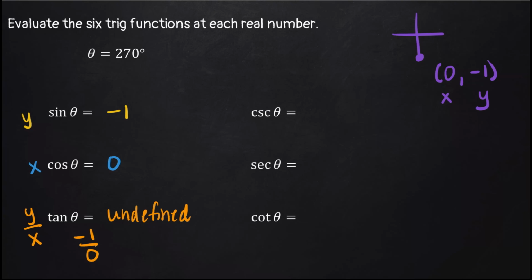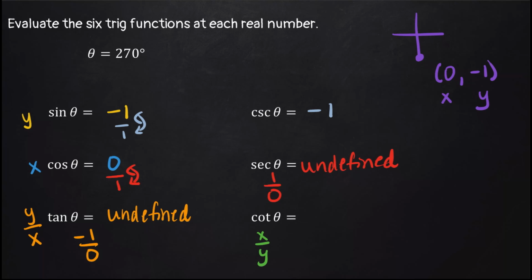Cosecant, I am flipping my y, so again, if I put this over 1 and I flip-flop, that's going to stay at -1. Secant, I'm flipping my x, or my cosine, so I have over 1, and if I flip, I have 1 over 0, which is undefined. If I have cotangent, again, I'm flipping my tangent, or I'm doing x over y, which is the same thing as if I were to flip. This becomes 0 over -1, which simplifies to 0.